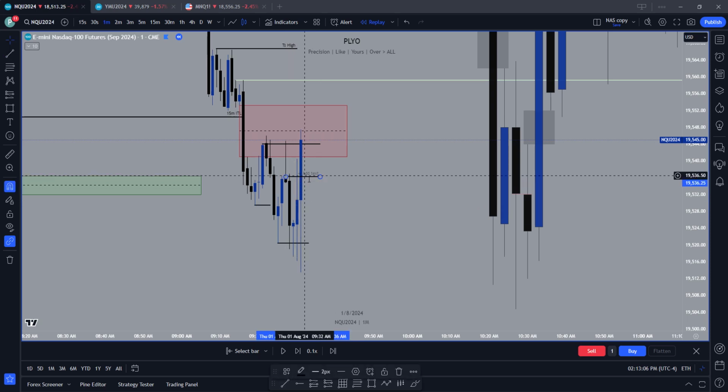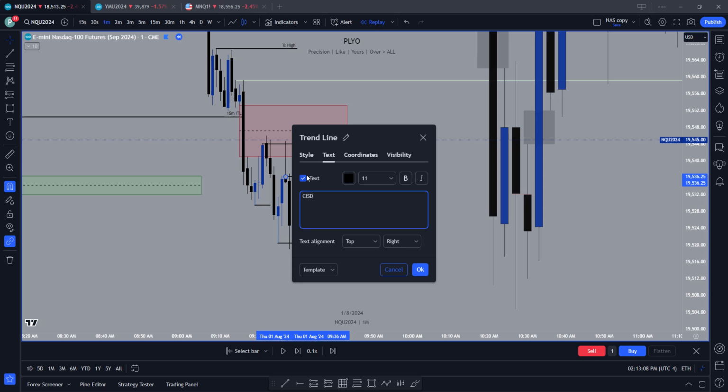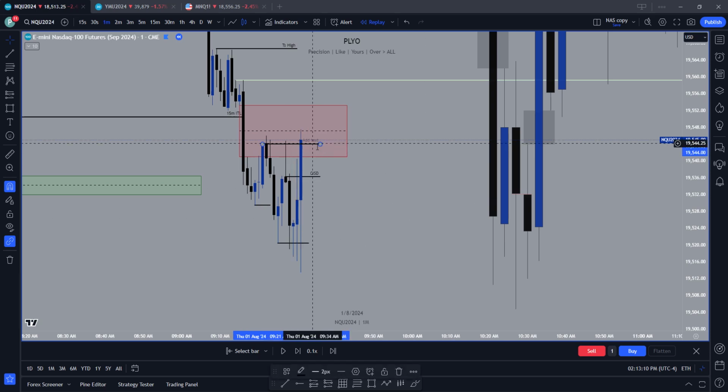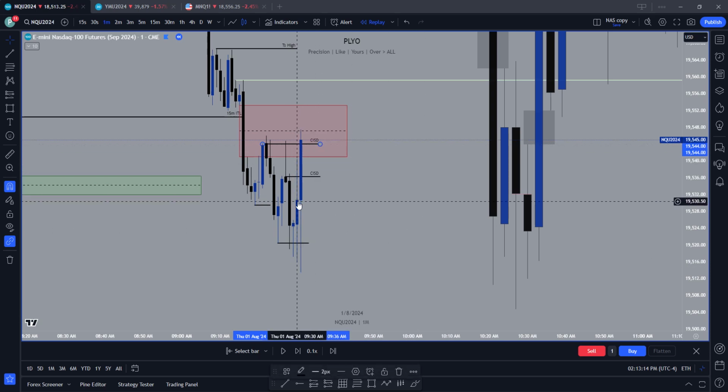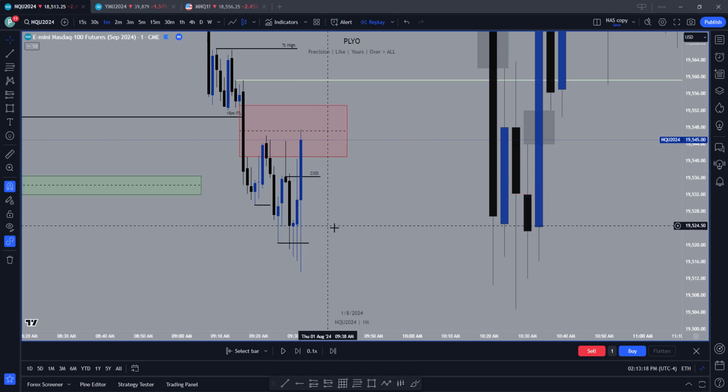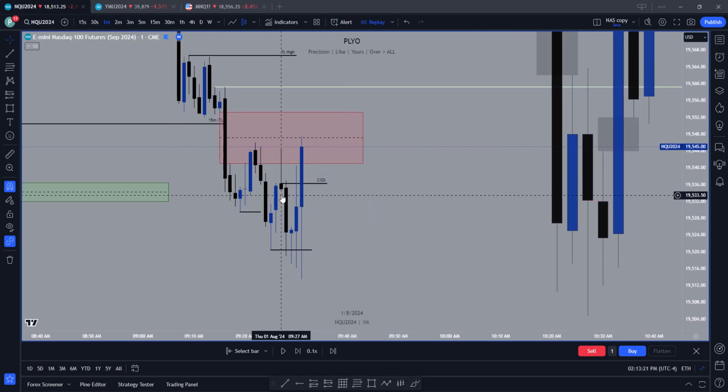You can consider this the CISD, or you could consider this the CISD. The point is that one candle gave us the CISD on both, so it's undeniable. You can't say that this is not a CISD. Whereas this one, you kind of have to guess if it's going to be a CISD here or here, right? So I hope you guys can understand why this is much more valid than what just happened here.